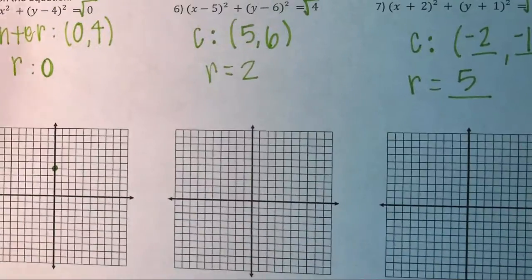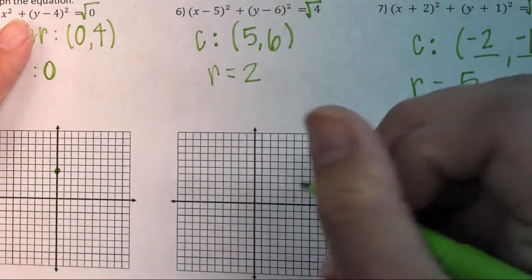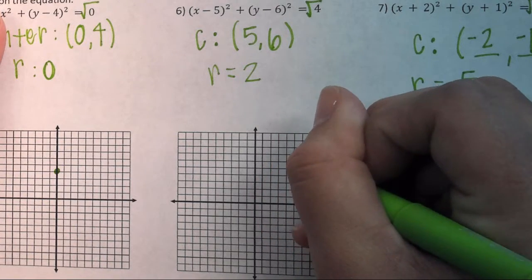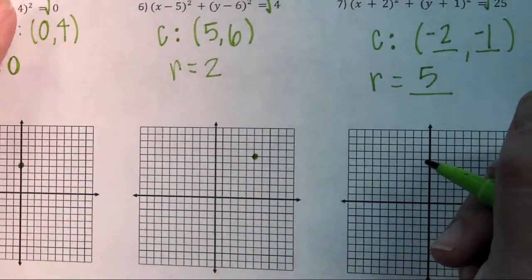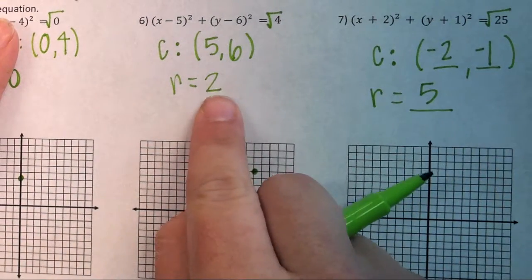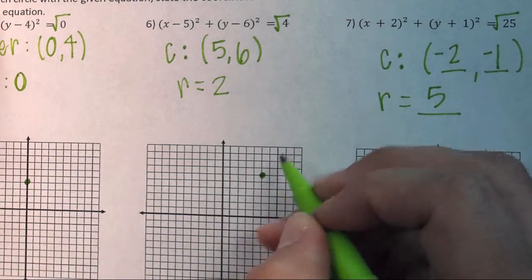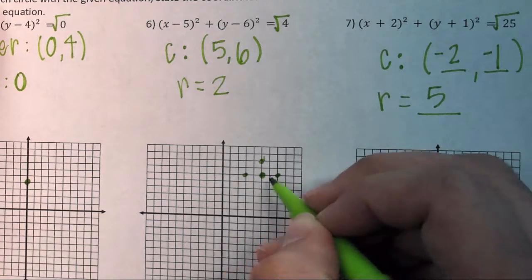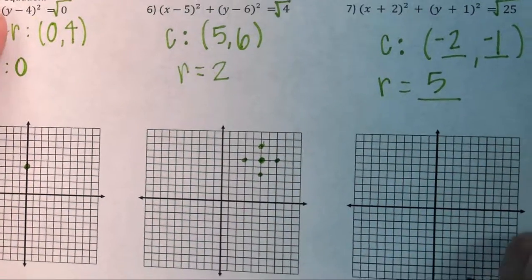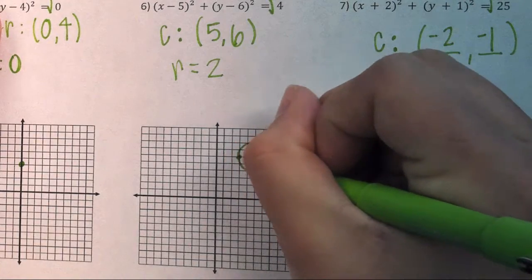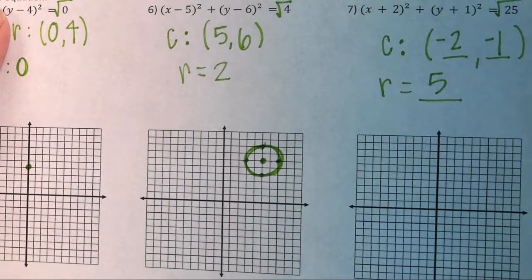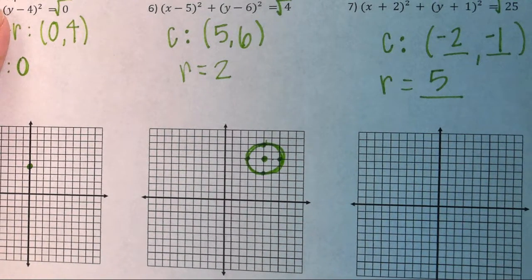Okay, so let's go to 6. Go put a dot at 5, 6. Okay, so that's your center of your circle. Now the radius is 2. So from the center, you're going to go over 2 in each direction. Sideways, up, the other sideways, and down. You just drew a circle on a graph by looking at an equation. Pretty cool. I told you this wasn't hard, right?